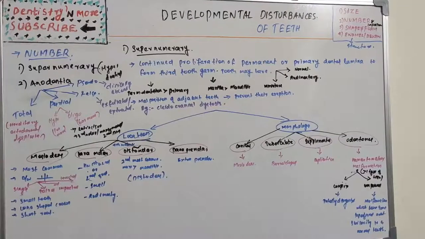Hello everyone, welcome back to a new session in Dentistry and More. So let's continue our developmental disturbances of teeth. Last session we covered the size problem, that was microdontia and macrodontia. Today's session is about the number, the developmental disturbances of teeth related to number. Basically we have two types, that is supernumerary and anodontia. So let's get into the details.